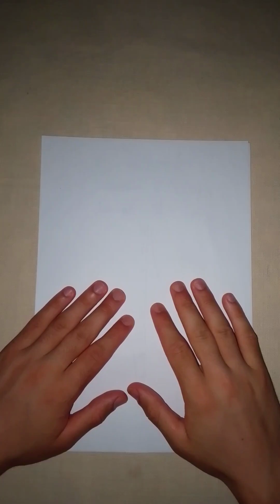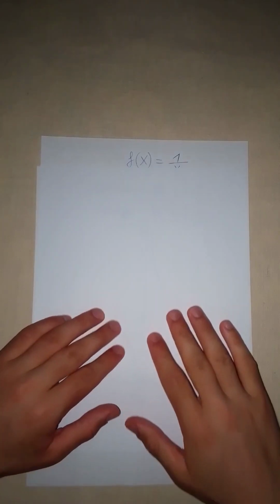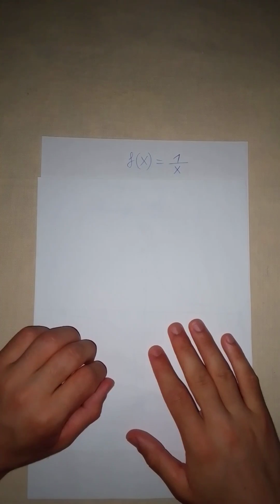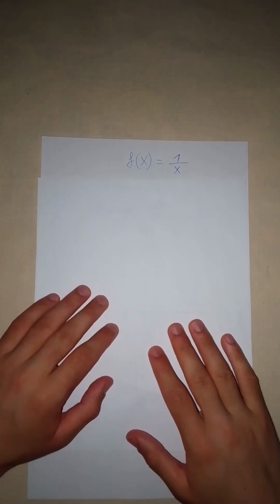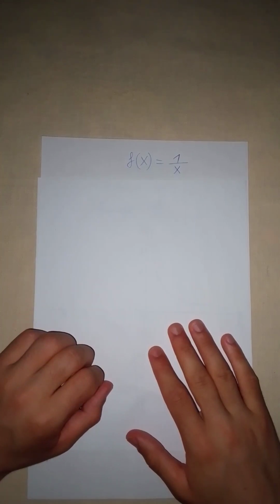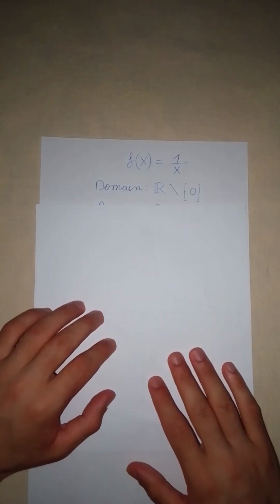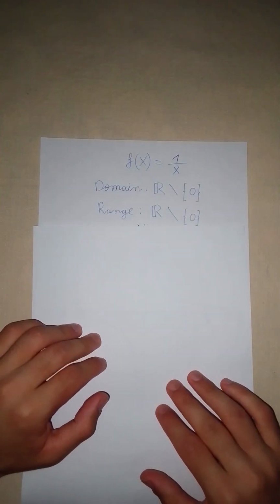Notice that sometimes the domain or the range of the function is unbounded, meaning it extends forever. Because of this, we usually draw only the part of the graph that best shows the important behavior of the function. Let's look at an example. Consider the function f of x equals 1 over x. The domain is all real numbers except 0, and the range is all real numbers except 0.